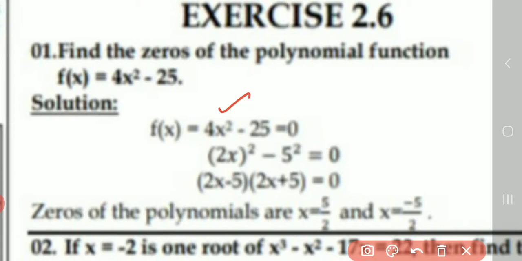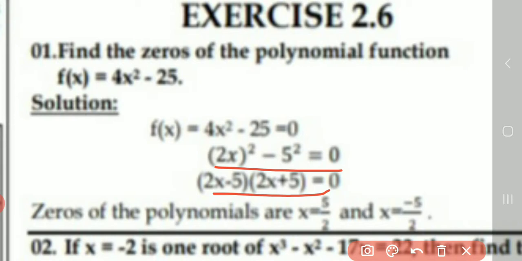This 4x² can be written in the form (2x)², and 25 can be written in the form 5². Now I got (2x)² − 5² = 0. This is in the form a² − b². So a² − b² = (a + b)(a − b). So that answer is (2x − 5)(2x + 5) = 0.